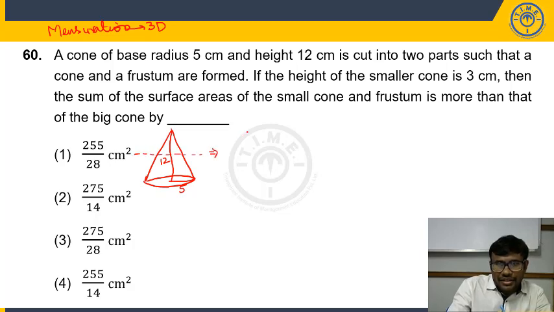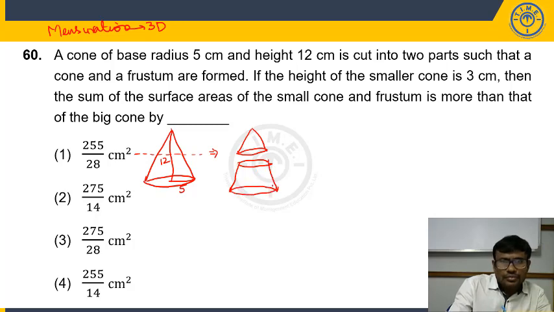So if you cut it, it'll be like this: a top one, a smaller cone, and a bottom one, which is called a frustum. The height of the smaller cone is 3 cm. So this is the radius and height of the bigger cone, and the height of the smaller cone is 3 cm. Now, what is given? The sum of the surface area of the small cone and the frustum is how much more than the big cone?